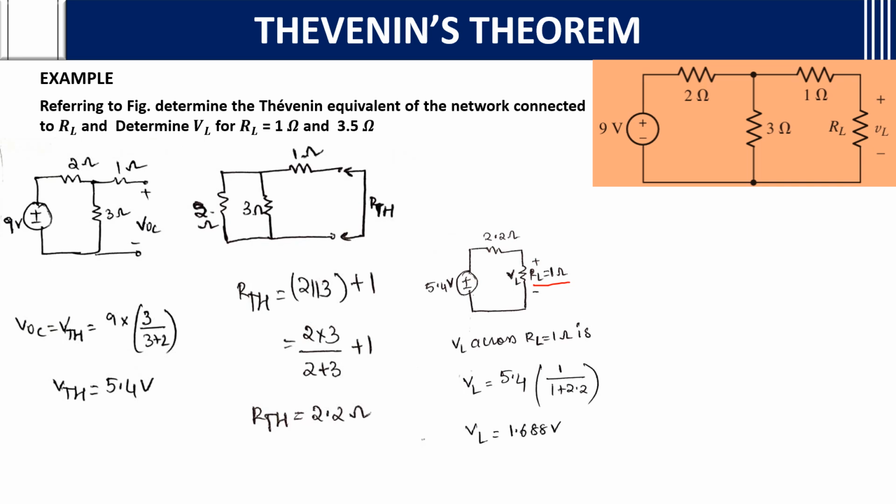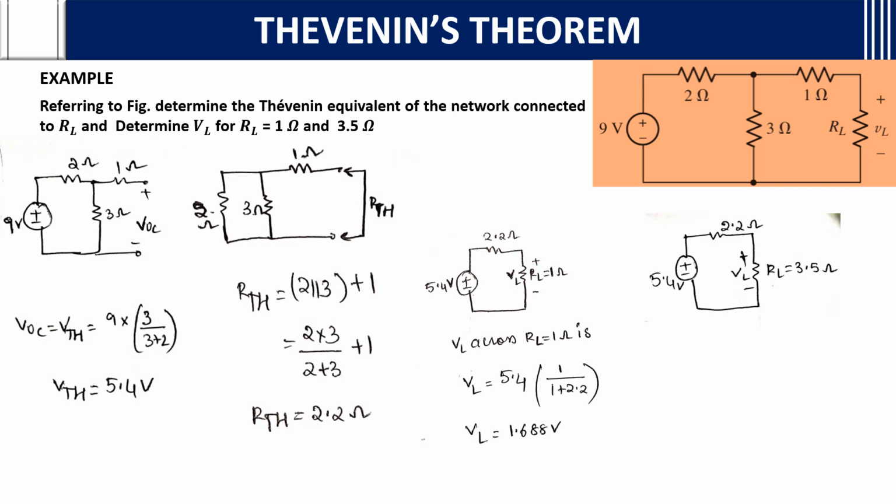To find VL across this resistance, apply again the voltage dividing rule. The total voltage is what? 5.4, and you want the voltage across which resistance? 1 ohm. So multiply it by 1 by 1 plus the other resistance 2.2. You will get VL as 1.688 volts.